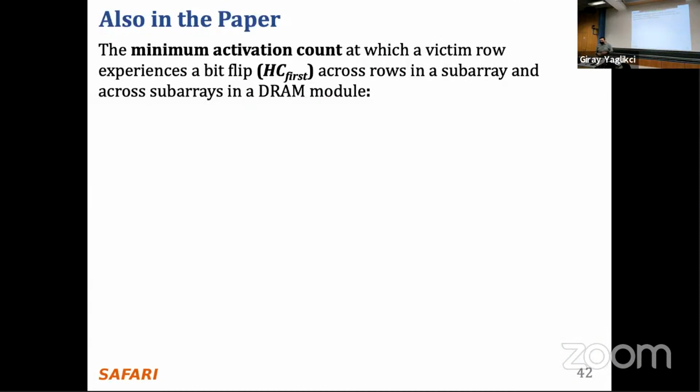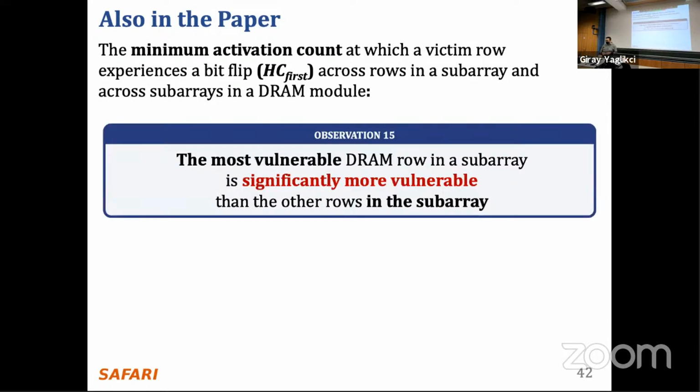About the spatial variation analysis, in the paper, we also analyze the variation across rows in a subarray and across subarrays in a DRAM module. And we make 2 observations based on this. The first one is the most vulnerable DRAM row in a subarray is significantly more vulnerable than the other rows in the subarray. I guess you know what a subarray is, right?